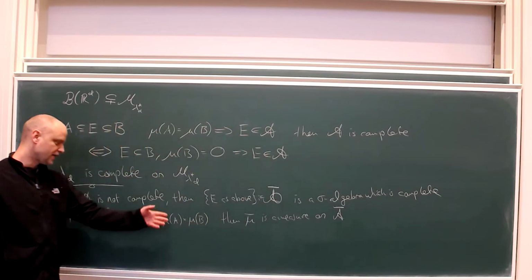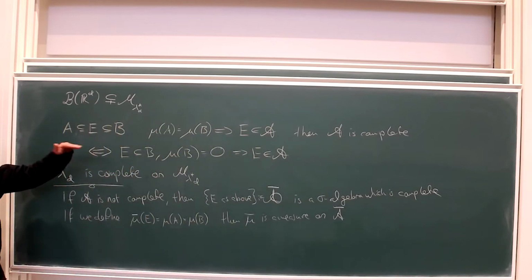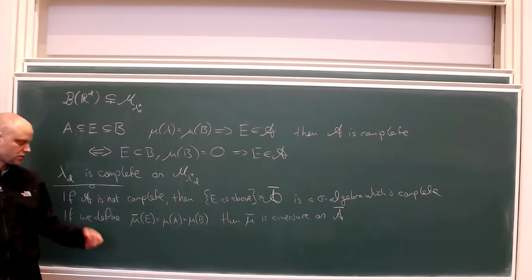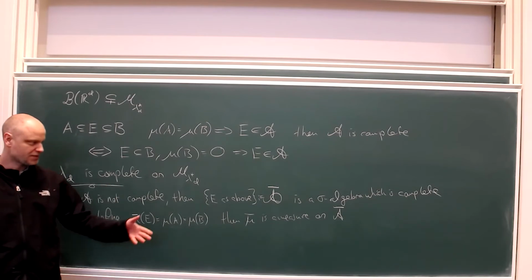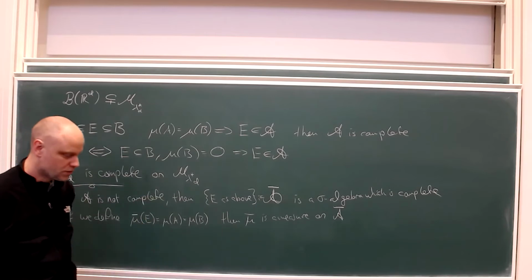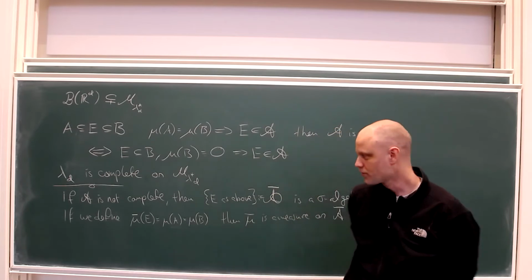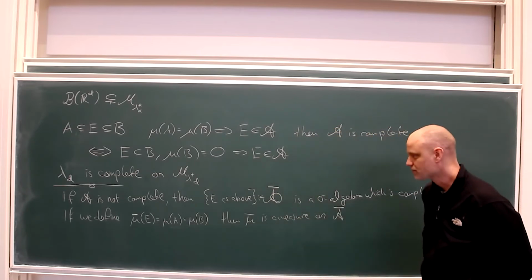Right, so if we define that, then mu dash, the completion of mu as it's called, becomes a measure on the completion sigma algebra. So this is just proposition 151. You can look at the details there yourself.